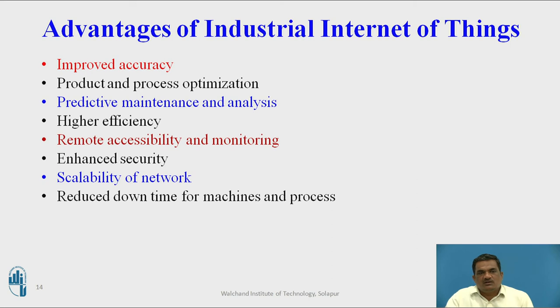Now we'll discuss some of the advantages of the industrial Internet of Things: improved accuracy, product and process optimization, predictive maintenance and analysis, higher efficiency, remote accessibility and monitoring, enhanced security, scalability of network, and reduced downtime for machines and processes.